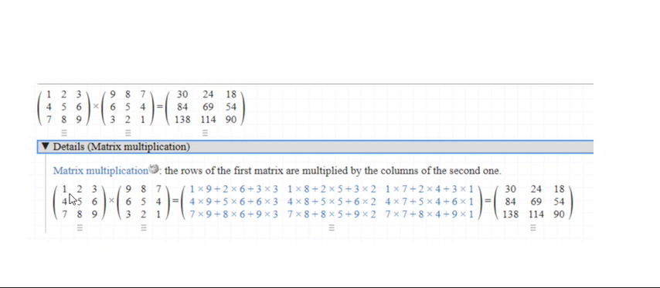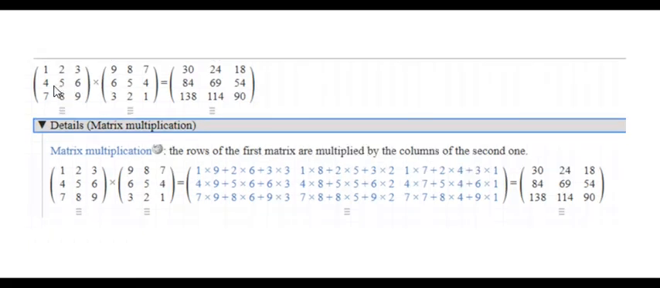First we will multiply 1 with 9, and then 2 with 6, and 3 with 3, and then we will add these multiplications and we will get this particular answer. So ultimately we are multiplying the first row of matrix A with the first column of matrix B, so that we can get this particular element. Similarly, we'll multiply the first row of matrix A with the second column of matrix B, and we will get the second entry.